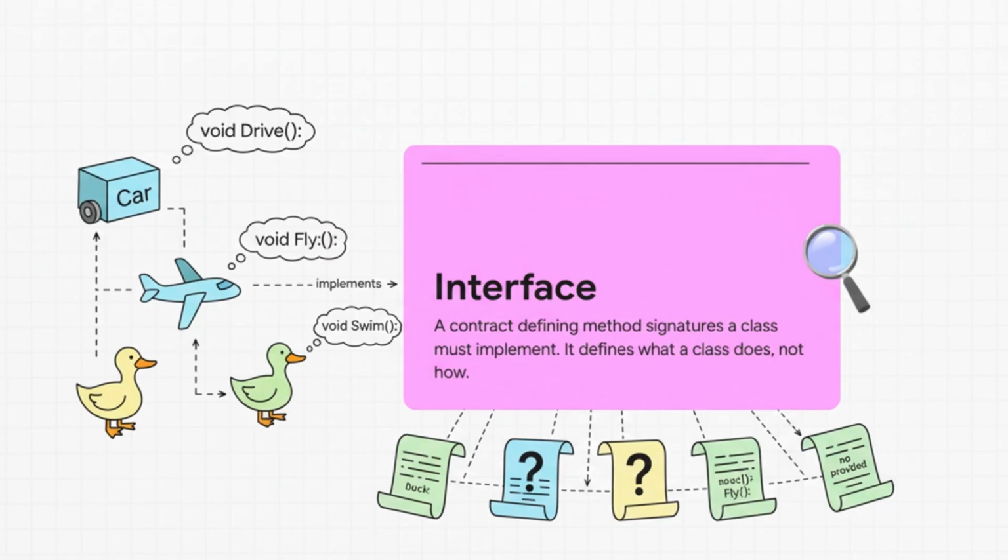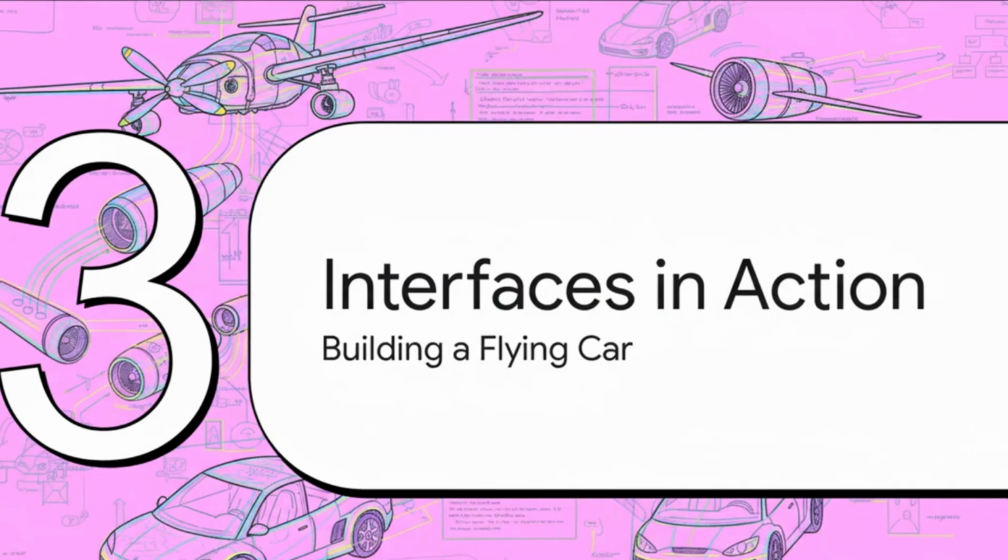So, what in the world is an interface? Well, think of it like a contract or a blueprint. It lists all the methods a class must have, but, and this is the most important part, it provides 0 code for how those methods work. It defines what a class must be able to do, but leaves the how completely up to the class that actually uses it. I know this might sound a little abstract, so let's make it way more concrete with a fun example that really shows how powerful interfaces are. Let's build ourselves a flying car.